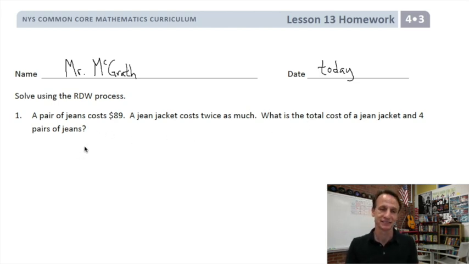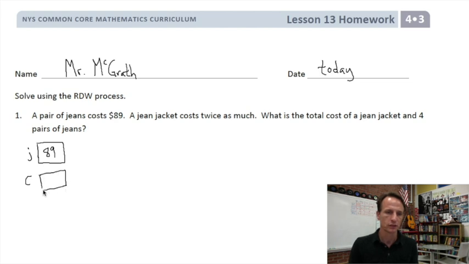All right, well, we'll do it here. So we're looking at a jean jacket. Let's draw out everything here. If we're just looking at jeans, which we'll call J, that's $89, right? Now the jacket, I can't call that J, and I don't want to call it JJ, so I'll call it C for coat. It is twice as much, so it's going to be 89 twice.